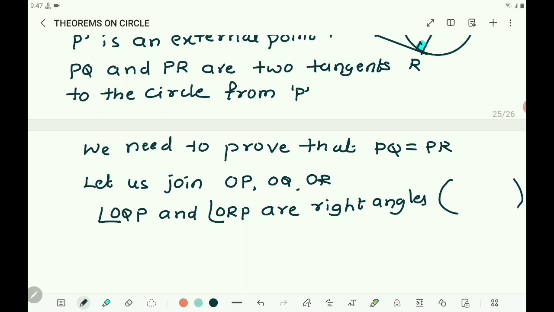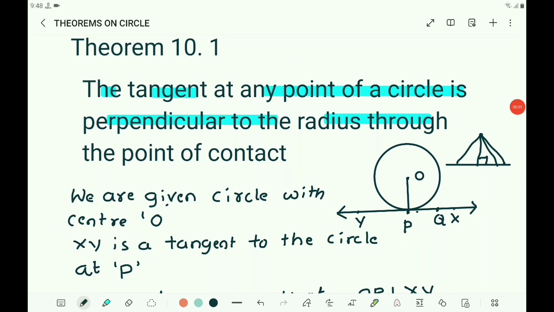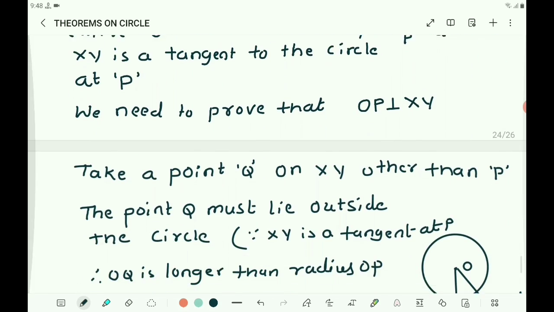Reason: the previous theorem, that is theorem 10.1. What is the statement of that theorem? Just now we proved that theorem. Tangent at any point on a circle is perpendicular to the radius through the point of contact.